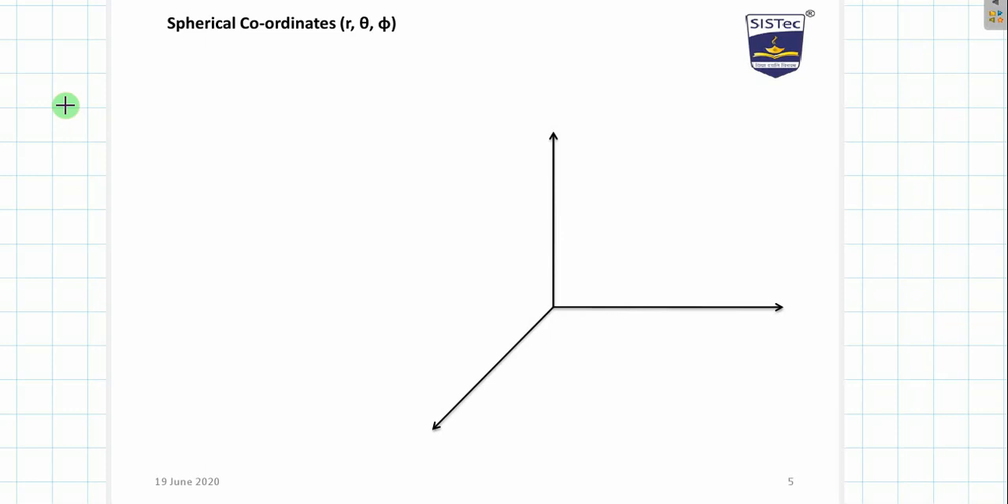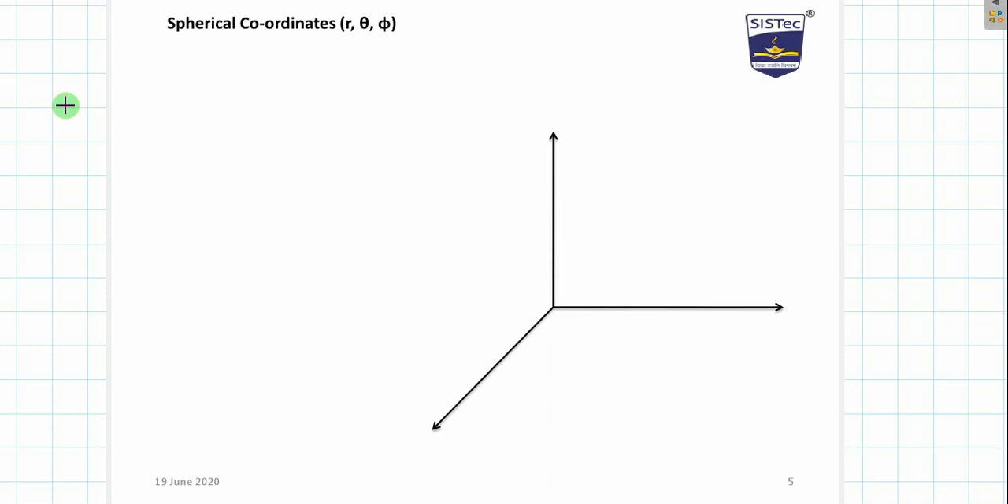Hello dear students, today we shall discuss the spherical coordinate system, and the spherical coordinates are r, theta and phi. In the earlier classes we have discussed the two types, that is the Cartesian coordinate system and the cylindrical coordinate system. Now we will discuss the third one, that is the spherical coordinate system. So now we have the three coordinates r, theta and phi.